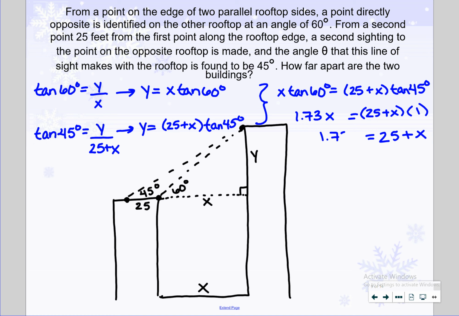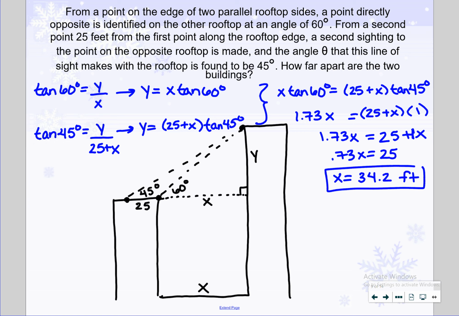And now you can see it just looks like a normal old equation. So I'm going to subtract 1x over from both sides, the 1x over there. So I'll have 0.73x equals 25, and then divide. And I'm going to get x equals 34.2 feet is the final answer.